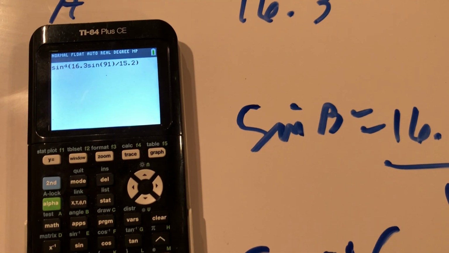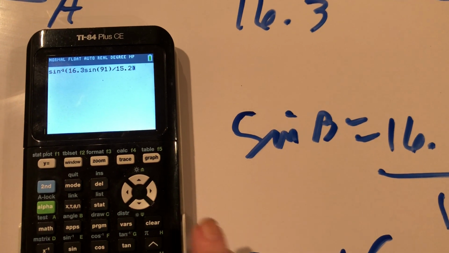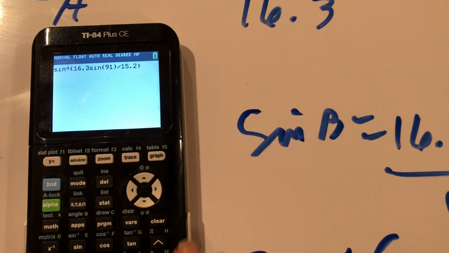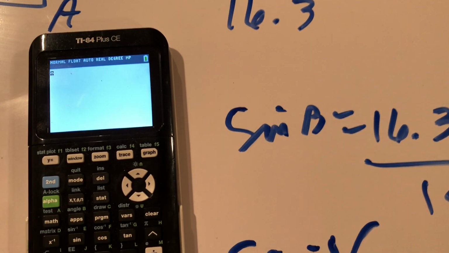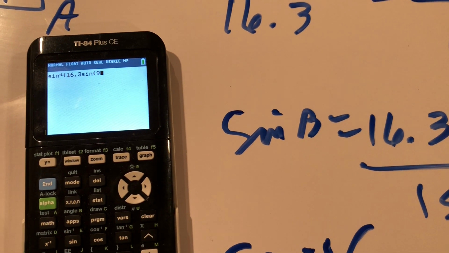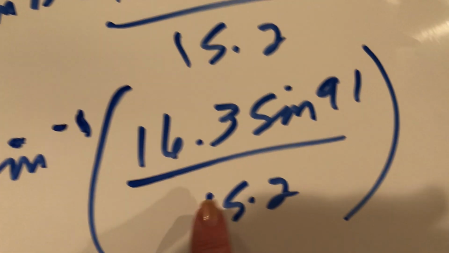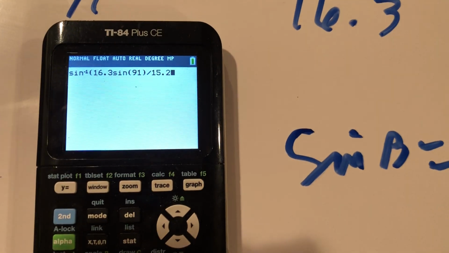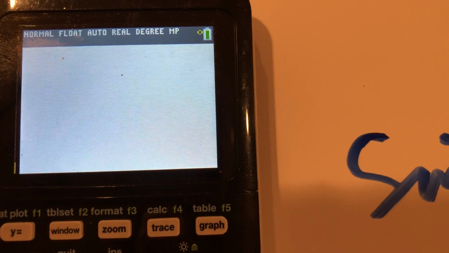So, you know, I had that on one, and I was like, okay, I put it in wrong. So we're going to put it in again, clear that off, put it in again, because I may have messed up. So 16.3, did I do the inverse sine? I did the inverse sine. 16.3 sine 91 divided by 15.2, hit enter.